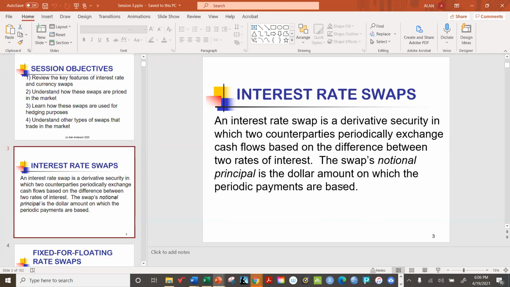Now, by the way, with these interest rate swaps, as you would imagine, since these are over-the-counter products, they can be totally customized to the needs of the counterparties. There are, in principle, several different ways we can structure an interest rate swap.